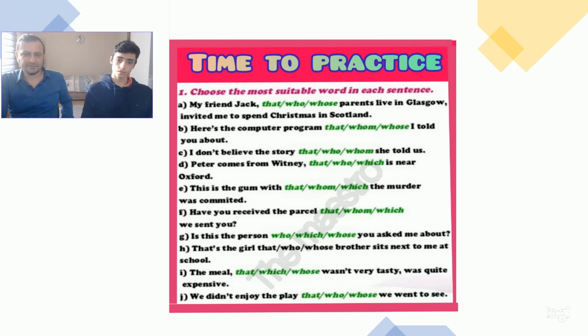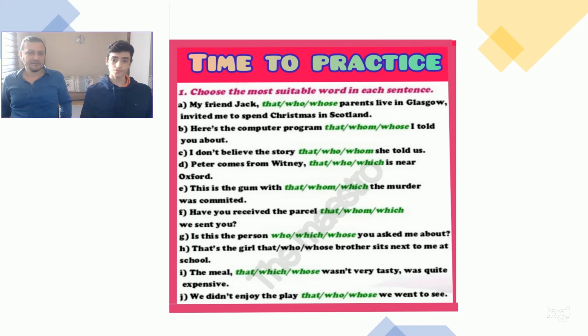But attention, say parents, yeah? It's kind of possession. Yeah, of course. My friend Jack and parents. So we have to join this information with his parents, with a possession relative clause, which is whose, yeah? We can say: my friend Jack, whose parents live in Glasgow, invited me to spend Christmas in Scotland.